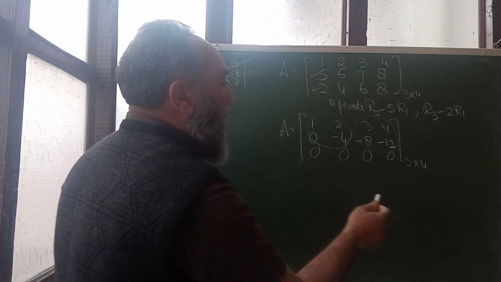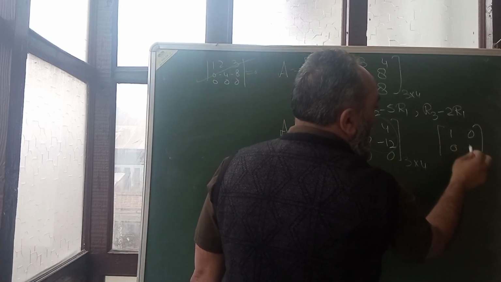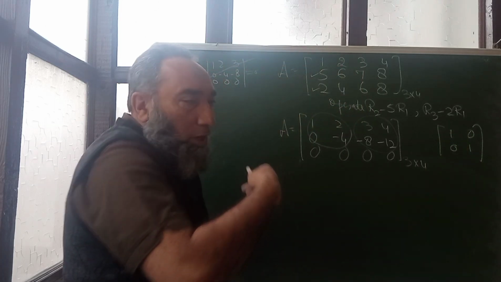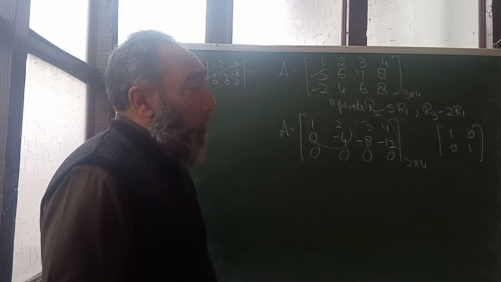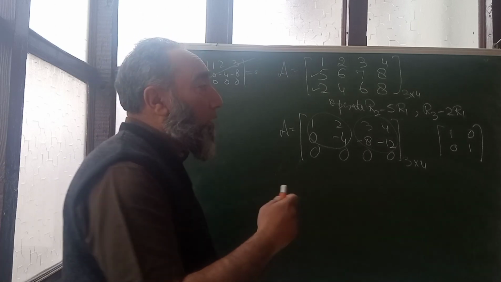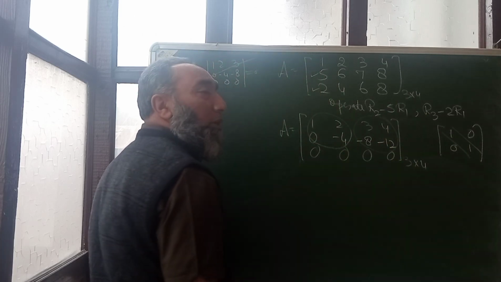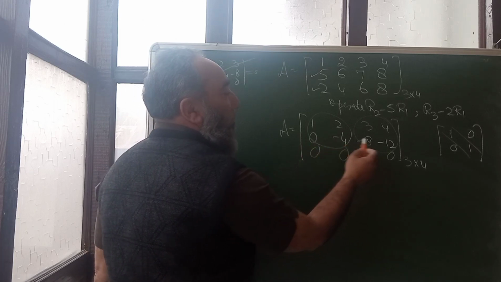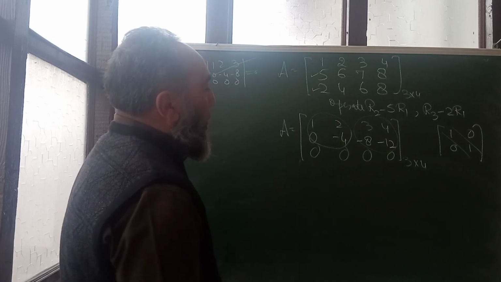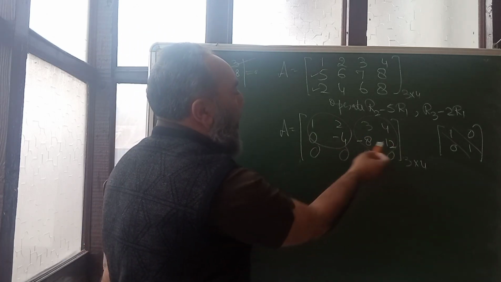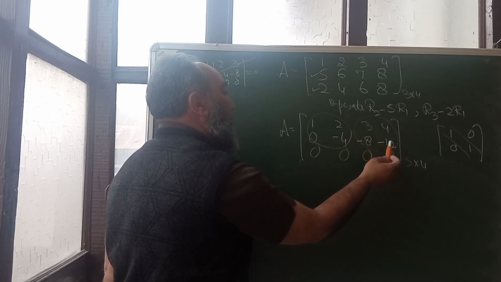Whatever is in the diagonal, if you have a unit matrix 1, 0, 0, 1, you cannot use any operation making these diagonals 0. So the diagonal minus 4 can be written as 1, because I can multiply this row by minus 1 by 4. This will be 1, 2 and 3.